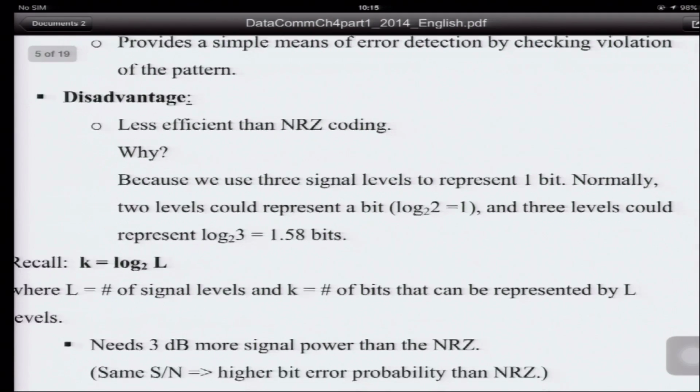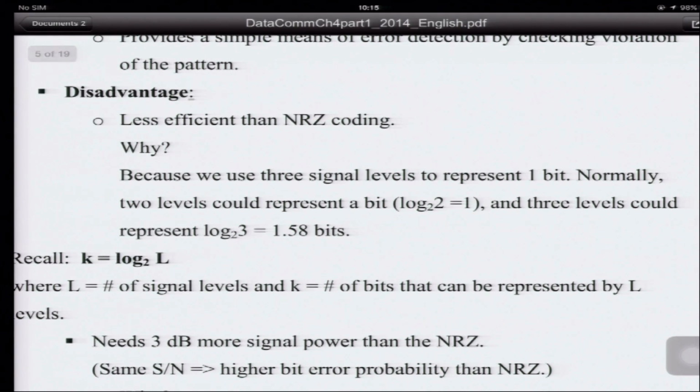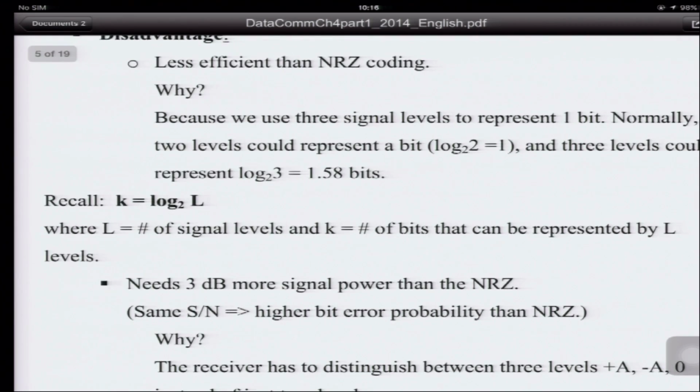The disadvantage is that it's less efficient than NRZ coding in terms of the number of levels that you are using. Because you can use 2 levels to represent a bit, which we can calculate by log base 2 of 2, equal to 1. So the number of bits is log base 2 of L, where L is the number of levels, so it's equal to 1 bit. So 2 levels can represent 1 bit. But if you have 3 levels, log base 2 of 3 is equal to 1.58 bits. So you should be able to represent 1.58 bits, but you represent only 1 bit. So this is not efficient.